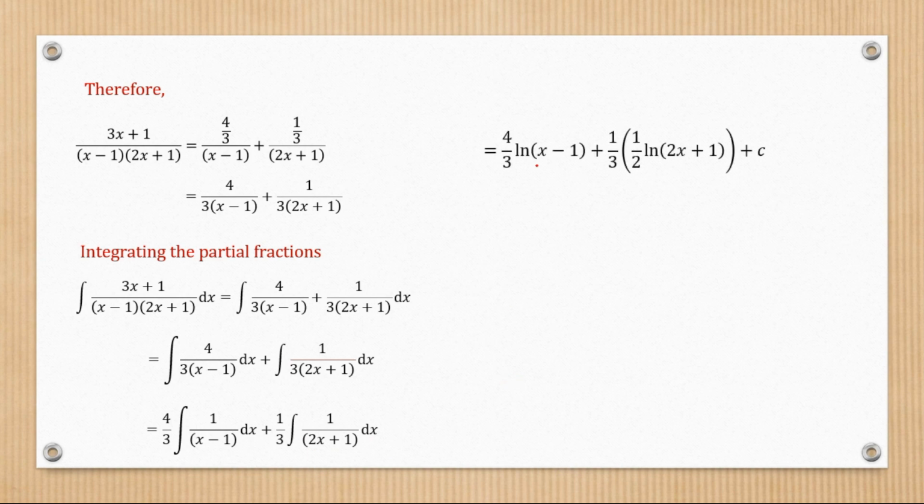So now this can easily be integrated. This can be integrated using u-substitution, and you will have 4 over 3 ln|x minus 1|. Then this can also be integrated using u-substitution, and it's going to be equal to a half ln|2x plus 1|, so times a third. So we have this plus C, and that's going to be our answer of the integral. So let's simplify it further. You can already see that a half times 1 over 3 is 1 over 6.